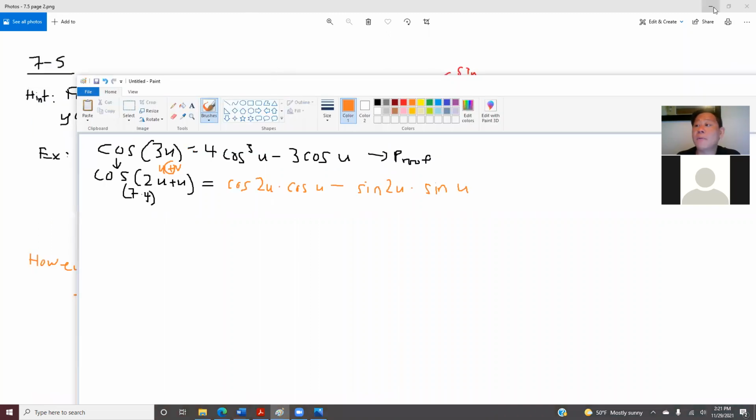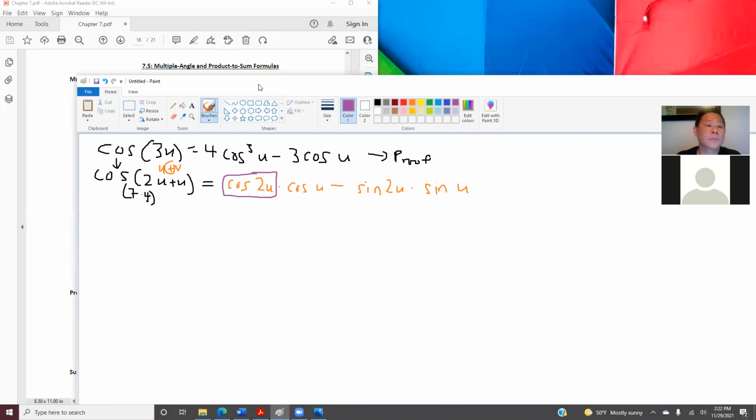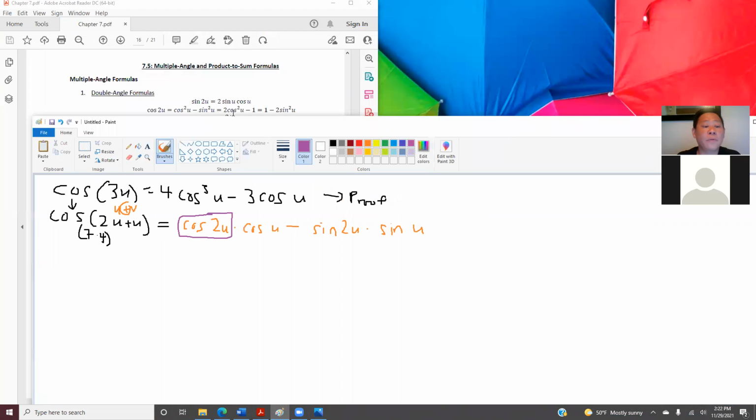Now you will look at 7.5. What can we do with this cosine 2u? It's a double angle formula. So which one of these double angle formulas are we applying for this one? The first one, the second one, or the third one? First one. Why did you pick the first one in this case?